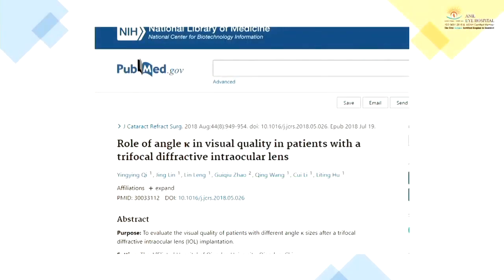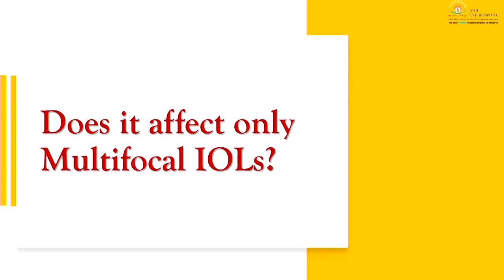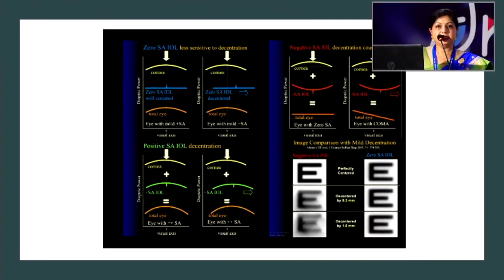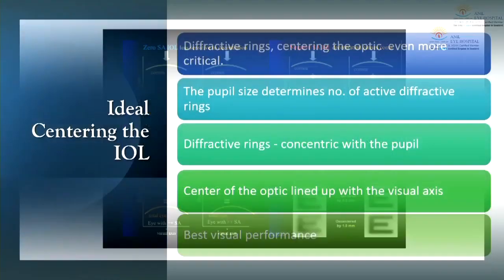This was another article which looked at the role of angle kappa in these patients, and they found that if it is more than 0.4 millimeters, the incidence of glare and halos increased. More than 0.5 millimeters, the visual quality also decreased. Now, does it affect only multifocal IOLs? Not necessarily. If it's a zero aspheric IOL, it may not matter much. But if you look at the lower part of the slide, in a negative aspheric IOL, if there's a decentration of more than 0.5 or 1 millimeter, it significantly affects visual quality.